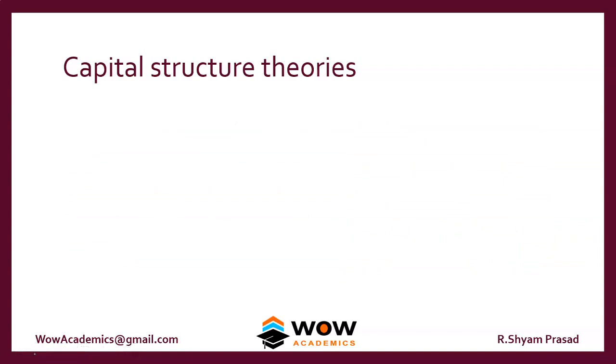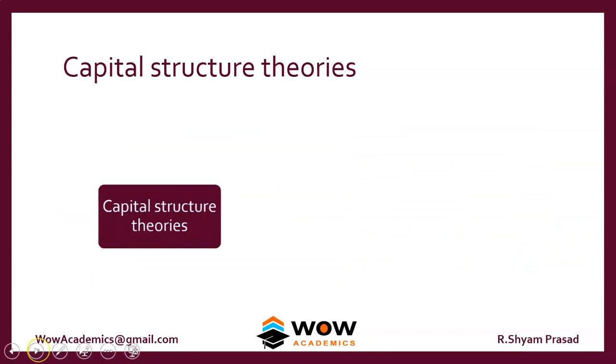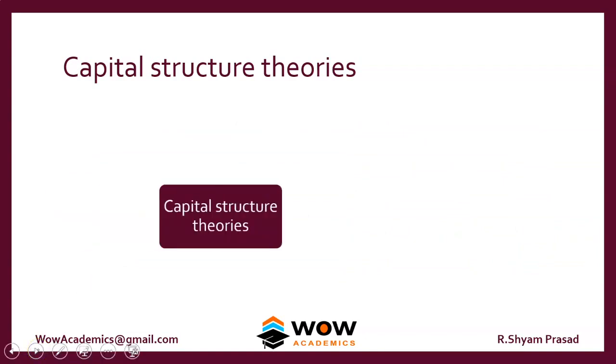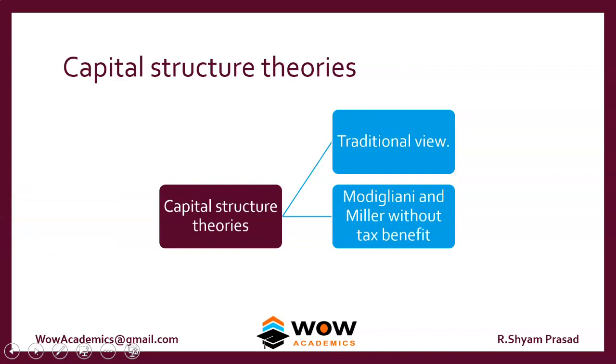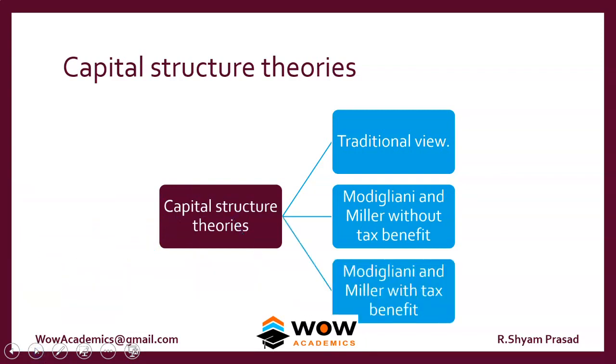So we will move on to the capital structure theories. Capital structure theories are of three types. The first one is the traditional view. The second one is Modigliani and Miller without tax benefit view. And the third one is Modigliani and Miller with tax benefit. So we have three theories. Whenever you get a question regarding whether a company should go for raising debt or equity, you should use these theories to answer your question.